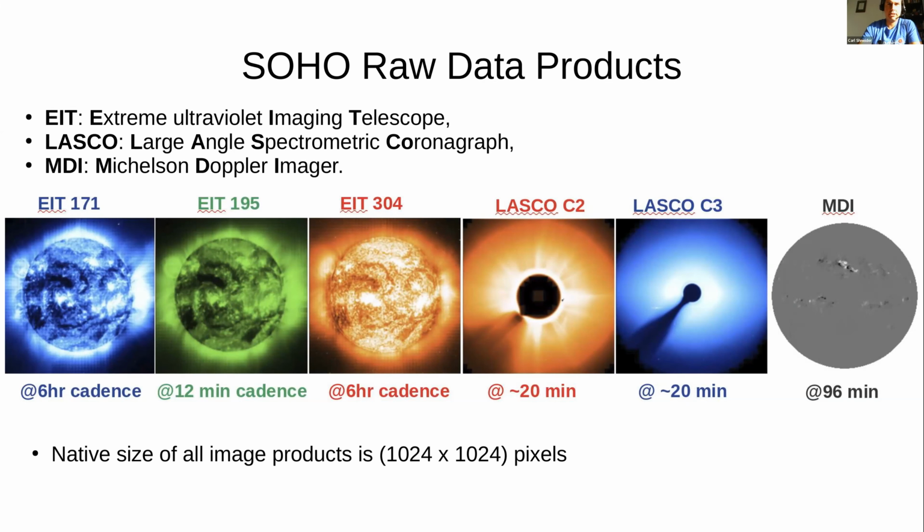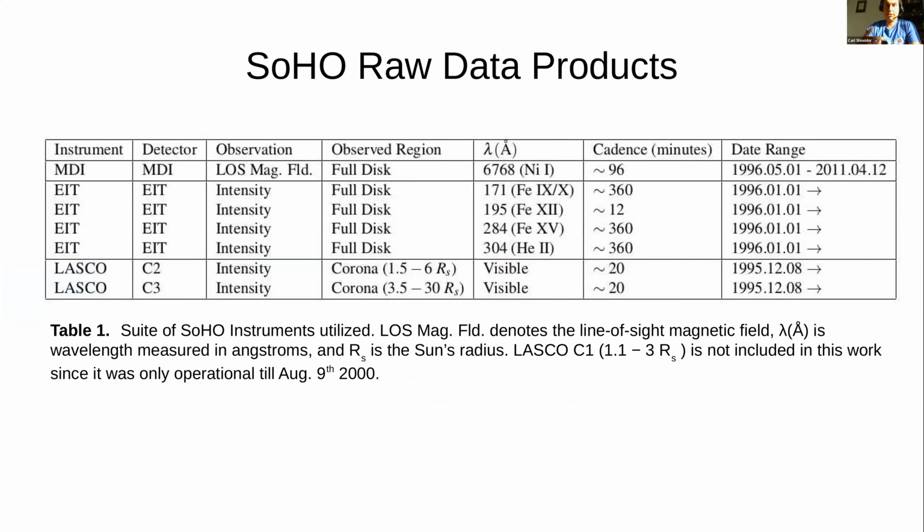One has these extreme ultraviolet images, the EIT, at 4 different wavelengths, 3 of them shown in this schematic. Then the 2 LASCO images, and then the Michelson Doppler Imager, the MDI, shown here. As you see right away, there are different cadences to each of these images, and that makes it necessary to have a tool that synchronizes them in time after the images have been pre-processed. Here it says again that the native size of all these images is 1K by 1K pixels, and these are just intrinsic data.